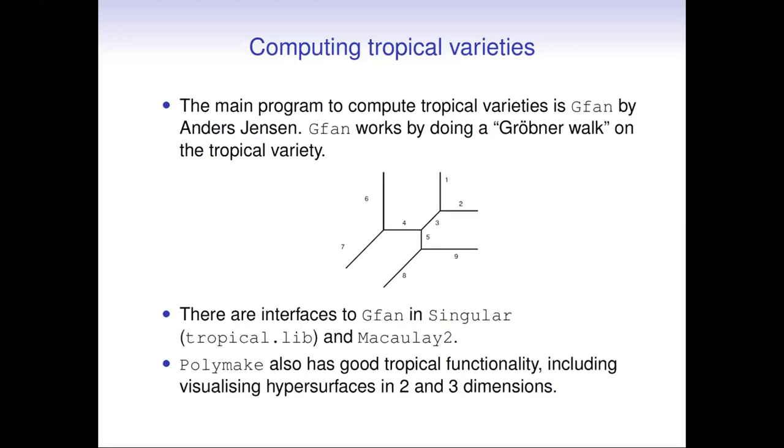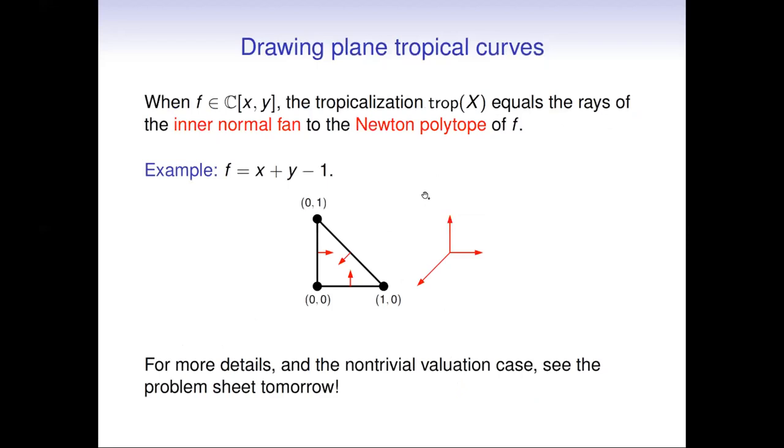And the sort of pictures that we've been seeing here. So it will draw these pictures for you if your hypersurface is two or three dimensional. And then the last point is, what's the trick to draw them? This is more a line for people who've come to the problem sessions, and have worked hard to try and draw these. I claim if I start with a curve in the plane, the tropicalization of X is the rays of the inner normal fan of the Newton polytope of F.